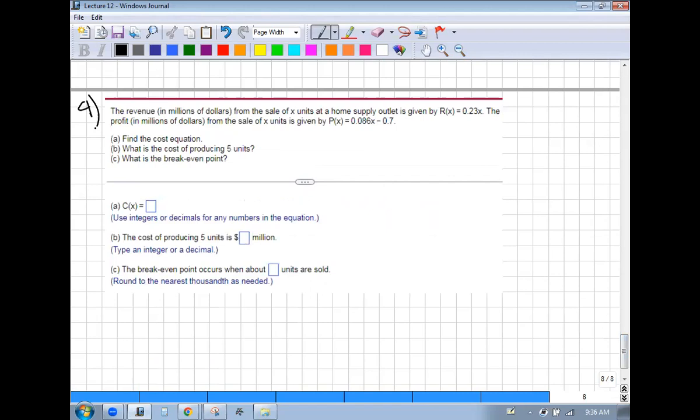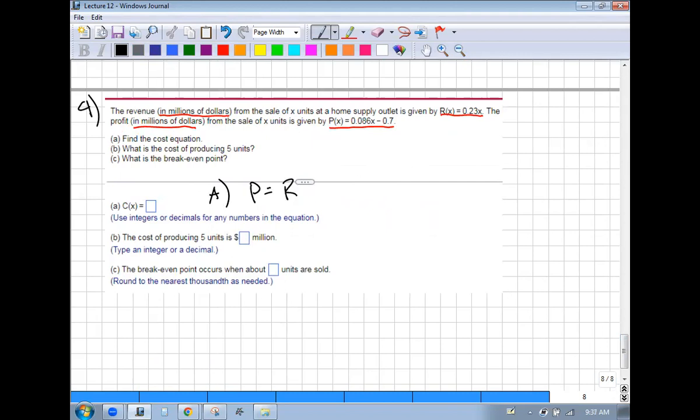The revenue in millions of dollars from the sale of x units of home supply outlet is given by R of x. The profit in millions of dollars is given by P of x. Find the cost equation.